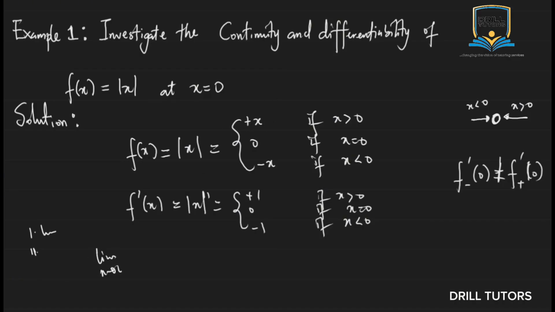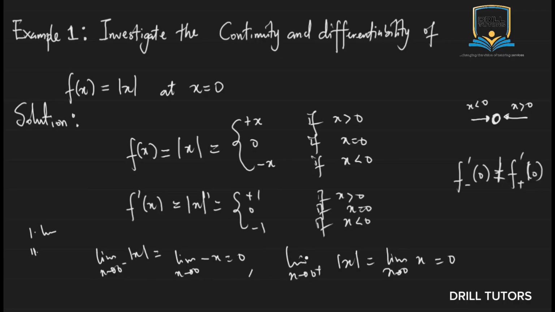as x tends to 0 from the left of the modulus of x, of course, that's the same thing as finding the limit as x tends to 0 of minus x, which is 0, right? Also, if you find the limit as x tends to 0 from the right of the modulus of x, you are finding the limit as x is tending to 0 of x itself, and that's also 0. So the two values exist and they are equal. So that means that the limit of this particular function does exist at 0.